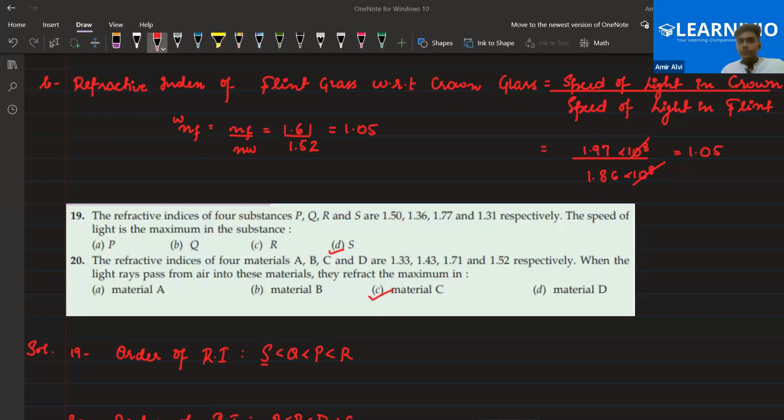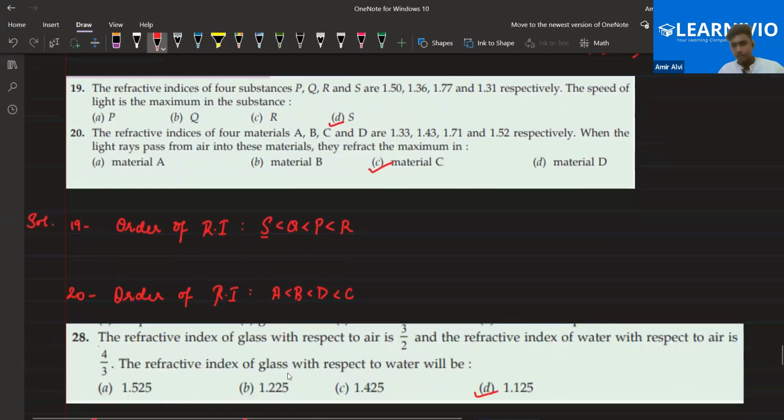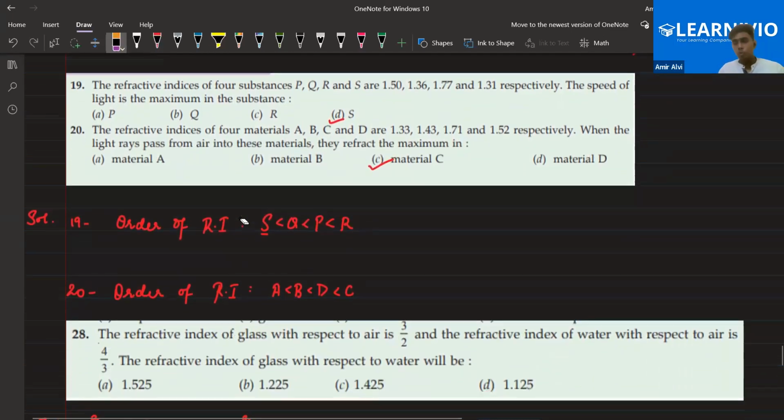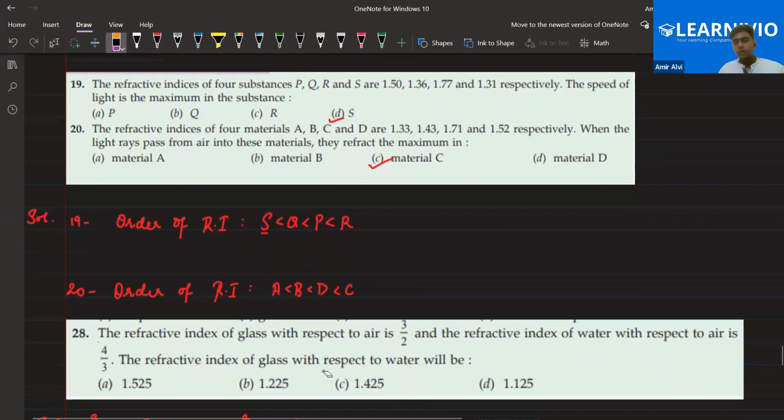Clear, Junaid? Yeah. Any doubt? No doubts. Okay, that's great. Junaid, I'm giving you 2 minutes to solve this question. Please find the correct answer and let me know.